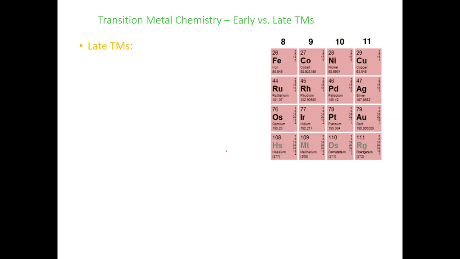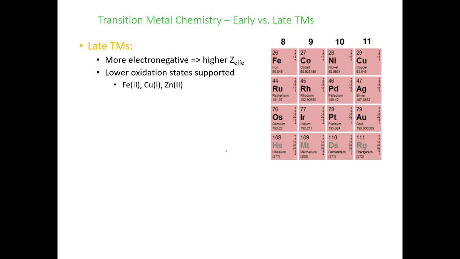Late transition metals, on the other hand, include groups 8 to 11 or 12, depending who you are talking to. We will address this very shortly near the end of this slide. Late transition metals tend to be more electronegative due to the larger effective nuclear charge experienced by their valence electrons. They generally adopt lower oxidation states, which means they often have multiple d electrons. Some examples include iron 2, copper 1, etc.